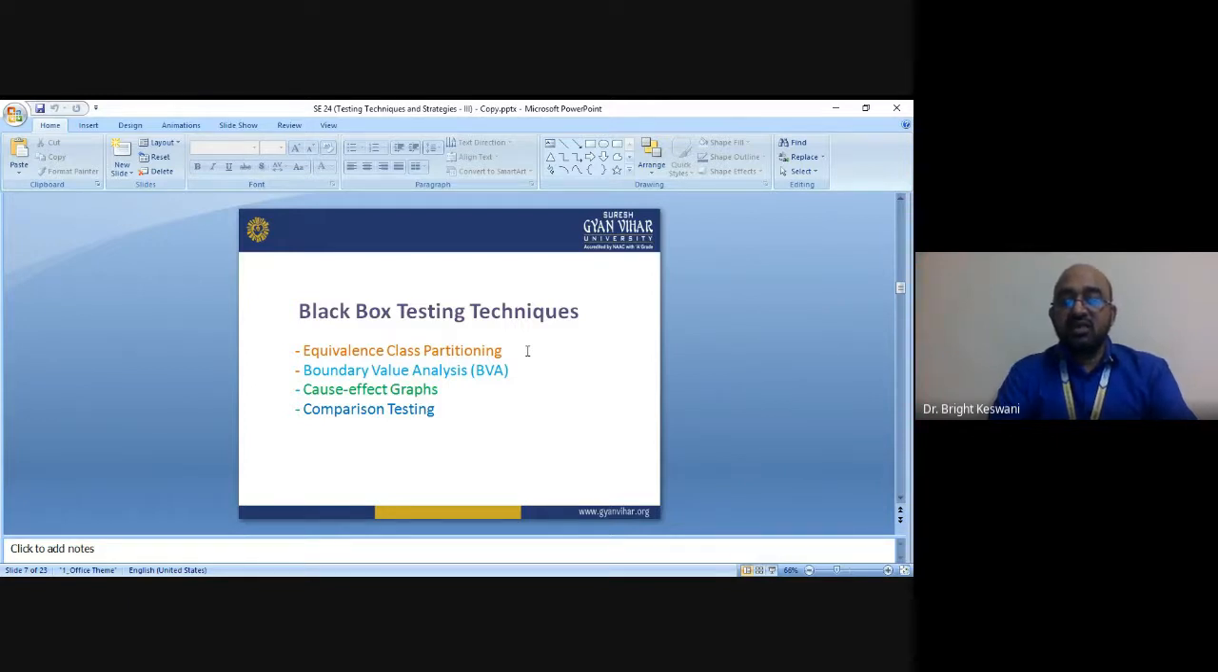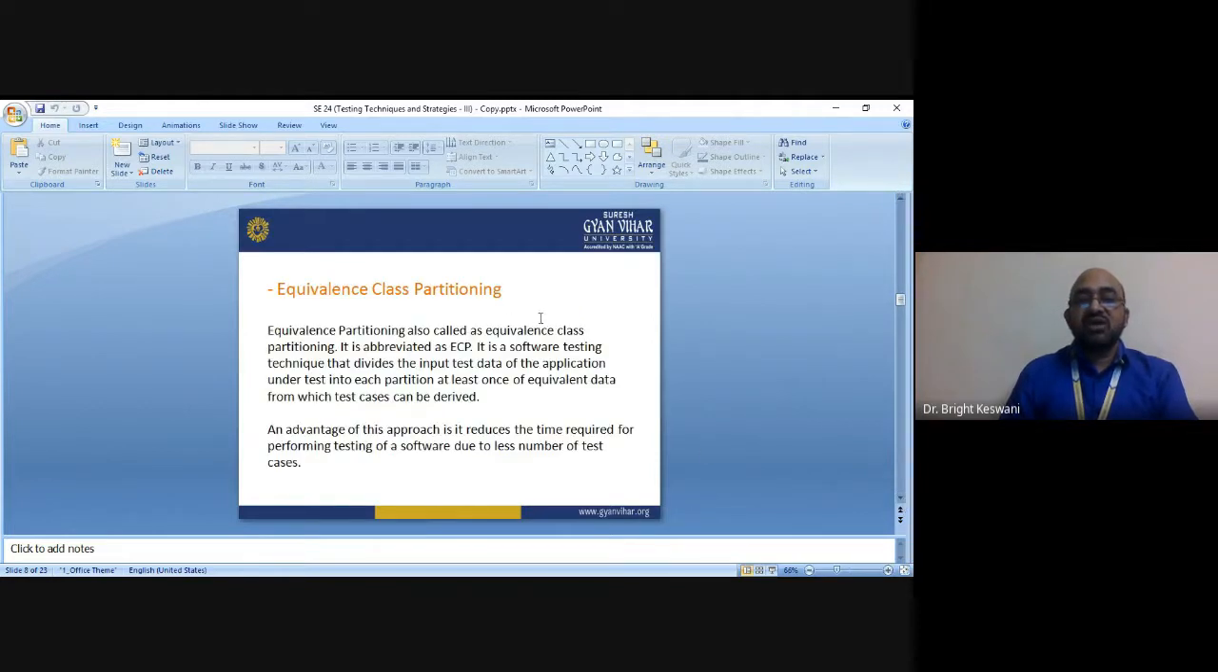Equivalence testing combined with boundary value analysis is a black box technique of selecting test cases in such a way that new cases are chosen to detect previously undetected faults, and cause effect graphing overcomes the weakness of equivalence class partitioning and boundary value analysis. Now we will discuss all black box testing techniques in an elaborative manner. First is the equivalence class partitioning method.